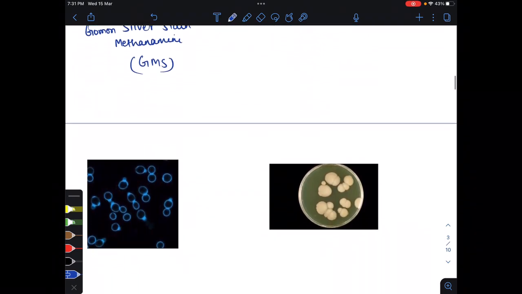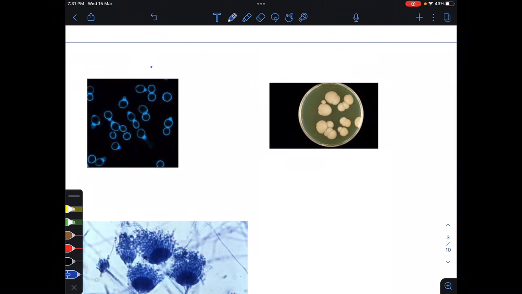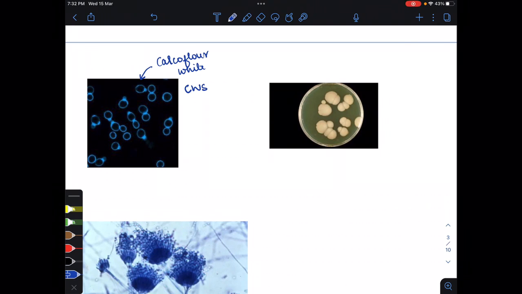Now the next one. As we see in this image, only the cell wall is stained and the rest of the background is black. Only the cell wall is colored. So the stain here binds to the cell wall, the chitin. The stain is calcofluor white stain, CFW, calcofluor white stain.